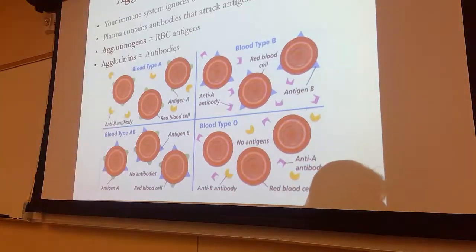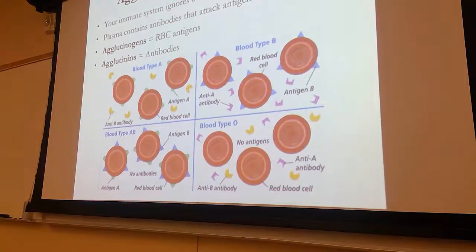If you are blood type A, your agglutinogen is N-acetylgalactosamine. If you are blood type B, your agglutinogen is galactose. If you are A positive, your agglutinogen is N-acetylgalactosamine and RH factor. If you are blood type O, you don't have a sugar agglutinogen. And if you're O negative, you also lack the RH agglutinogen.